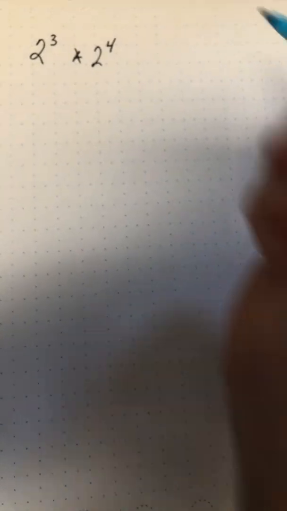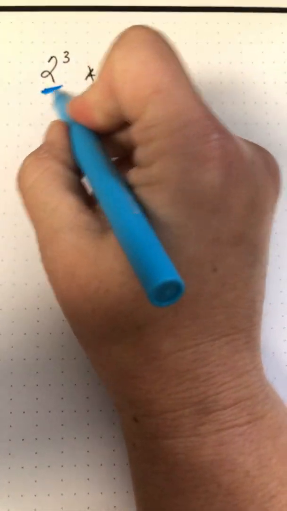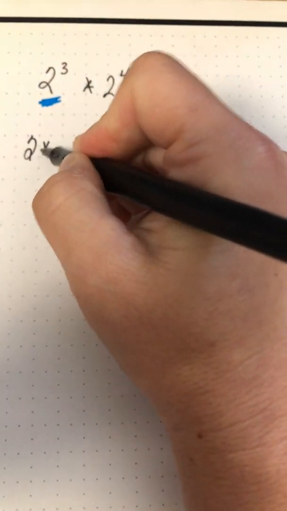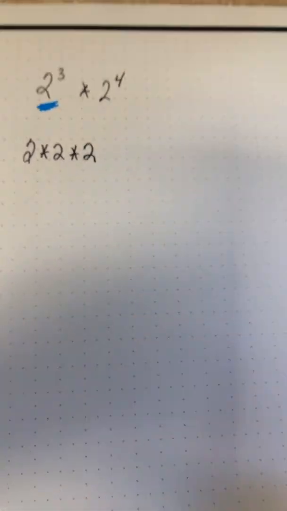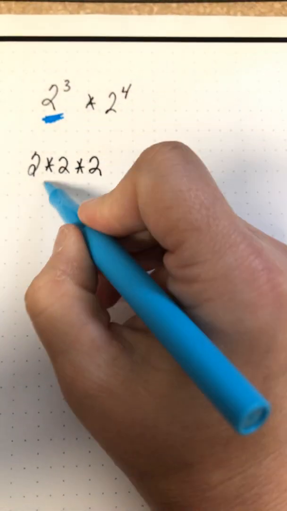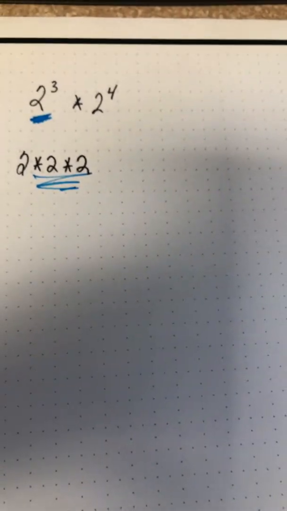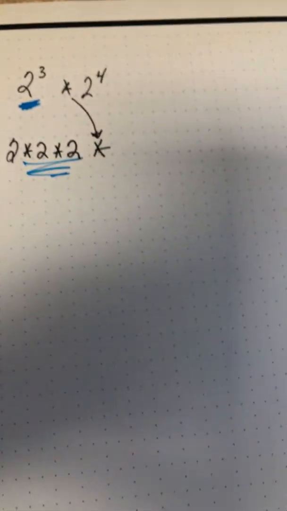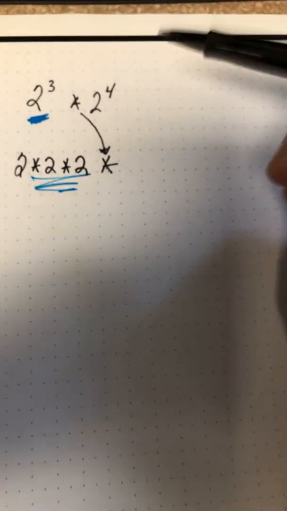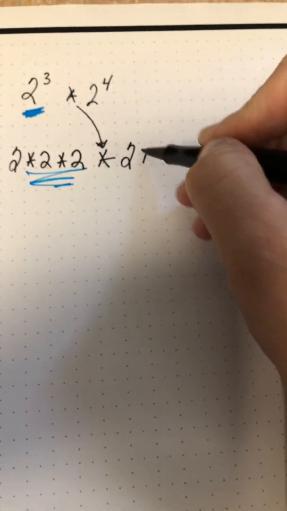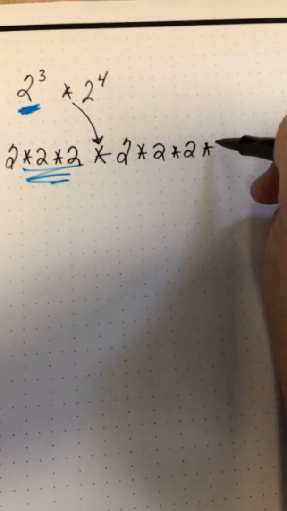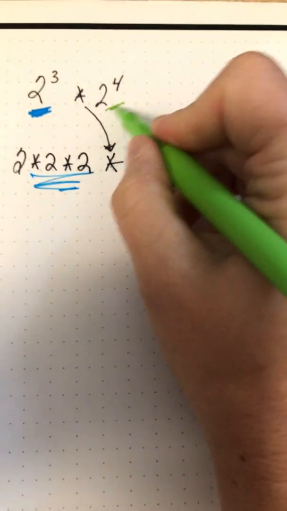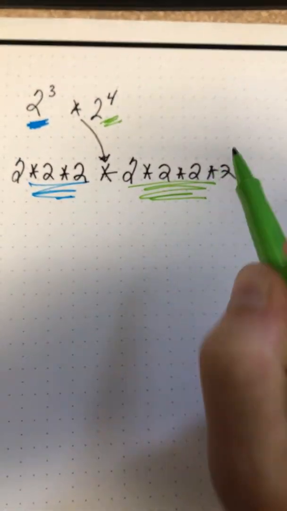The long way is to first take the first exponent form, 2 to the third, and expand it: 2 times 2 times 2. So 2 to the third is written right here. We're going to then keep this multiplication sign, and we're going to now multiply 2 to the fourth. So 2 times 2 times 2 times 2. So 2 to the fourth is in expanded form right here.